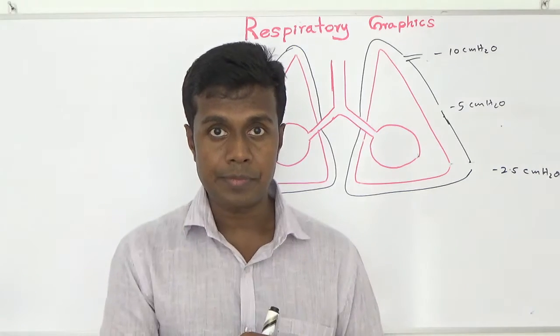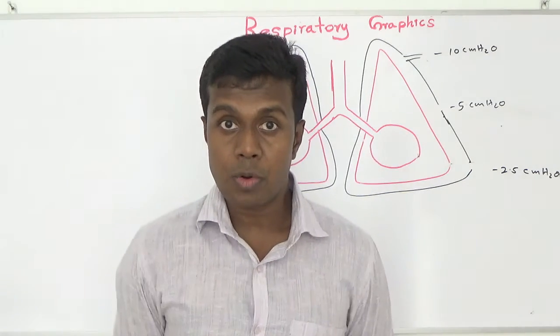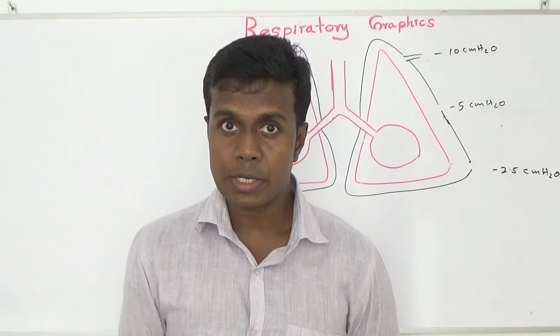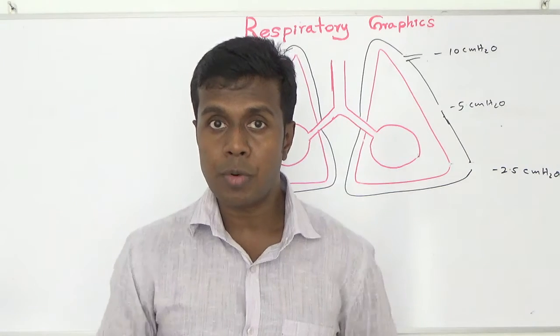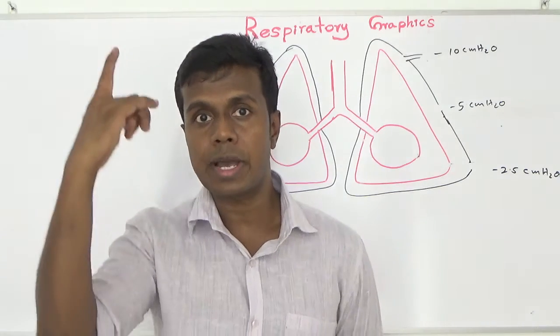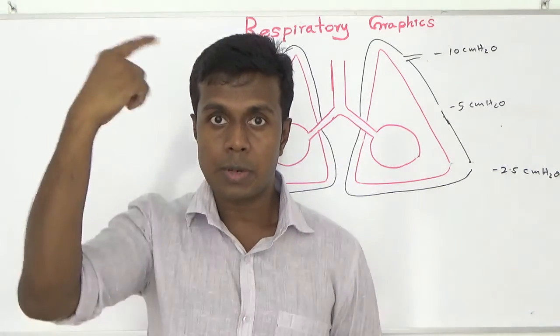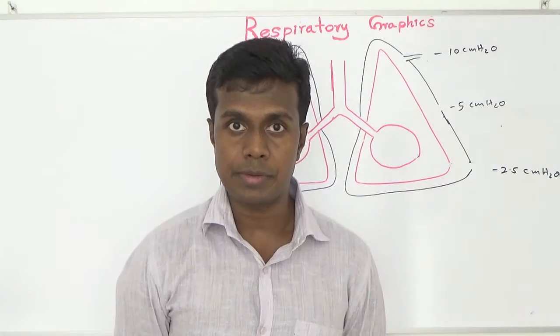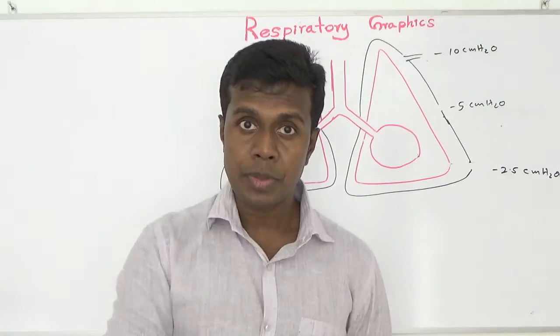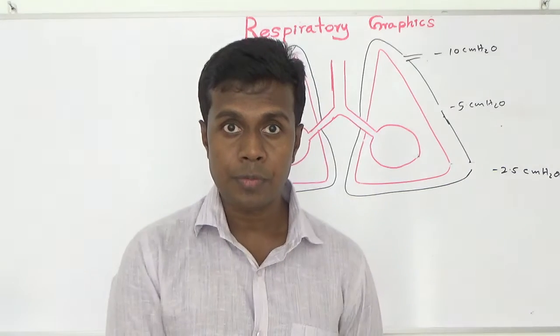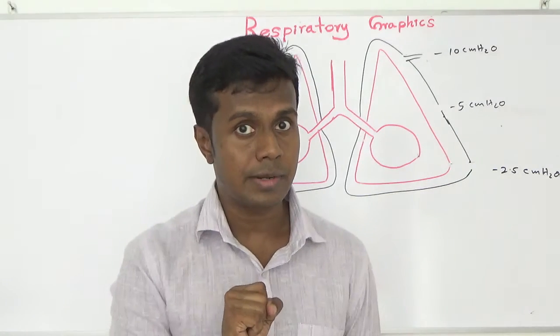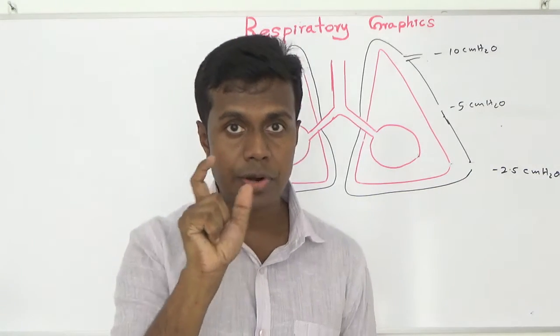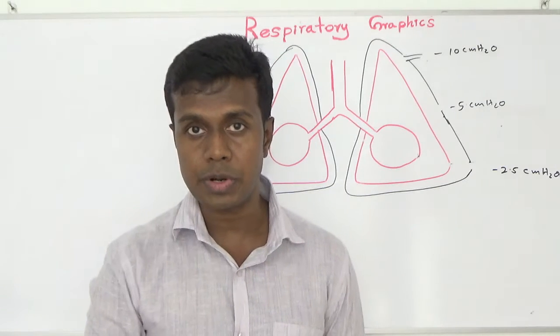With that, what happened? Atmospheric pressure is 0, pleural cavity pressure is negative, and the alveoli also become more and more negative. Because of that, air will travel from the atmosphere into my alveoli. That is how my inspiration happens. I am going to draw a pressure time relationship for that respiratory cycle.